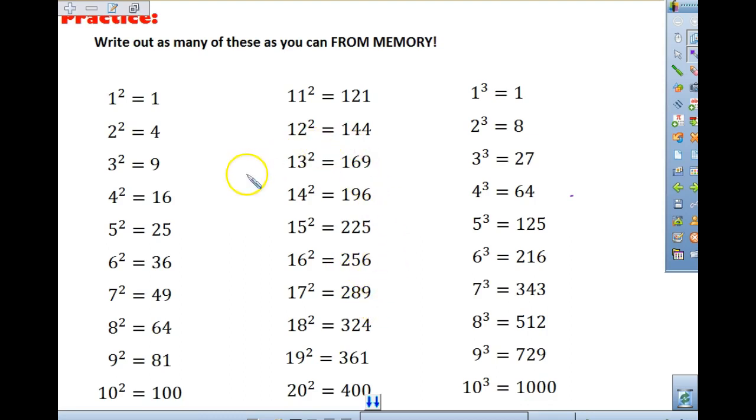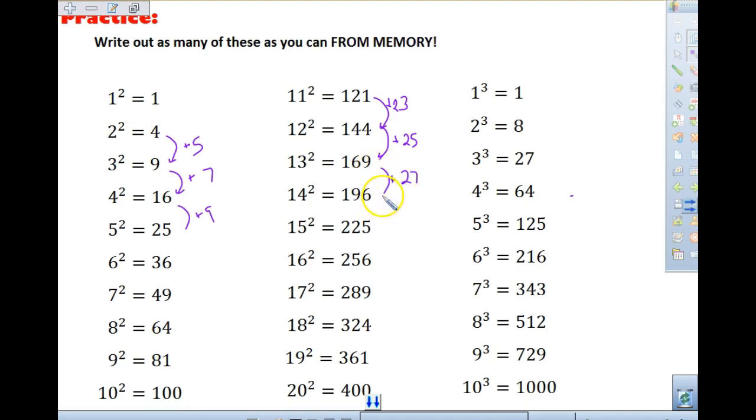289. Did anyone see a pattern by what is added each time? Add 5, add what? 9, plus 7, okay. So add another 9. So if I get to here, 121 to 144, what are you adding? 23, right? And what do I add to get to the next one? 25. So what if you get to 169, 196?